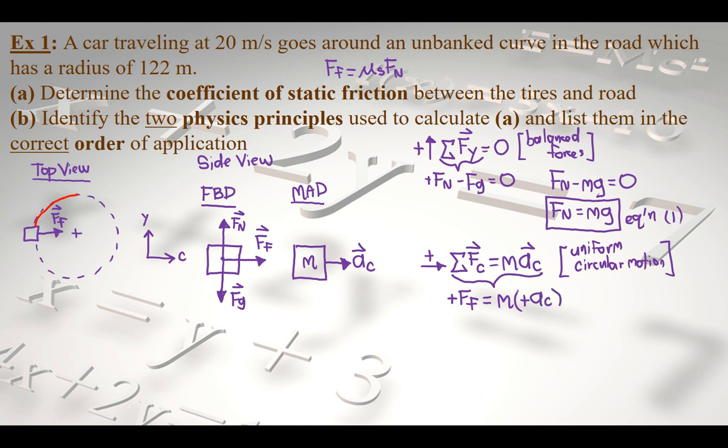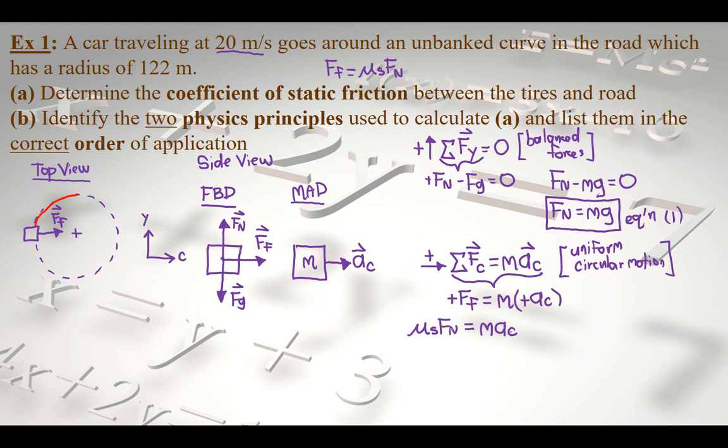Now, I'm going to take this a step further. I'm going to do a couple of things. If we're talking about maximum static friction, so this would be the fastest speed the car can go around the turn, we're going to take this equation and replace FF with it. So we're going to have mu s times Fn is equal to m times AC.